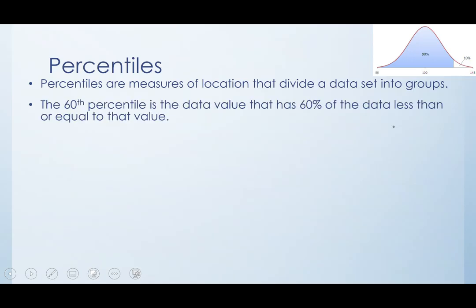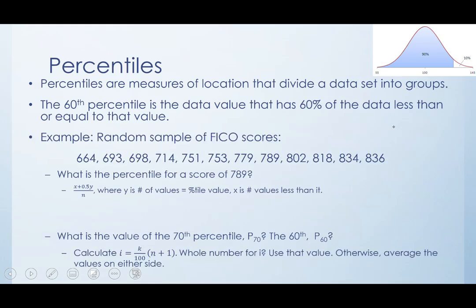The 60th percentile is a data value that has 60% of the data values less than or equal to that value. So if we have a random sample of FICO scores, and I already put them in order here, and we ask, what's the percentile for this data value of 789? Now, the book is horribly unclear here, and don't worry, I don't normally test on percentiles, only on quartiles. But I think there might be a homework problem or two on this.